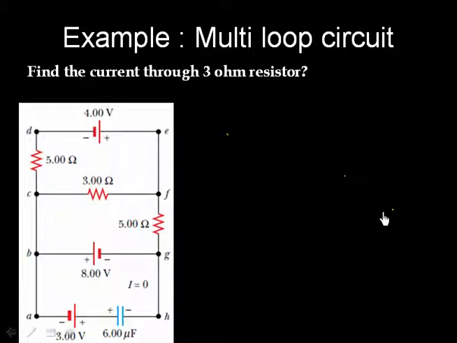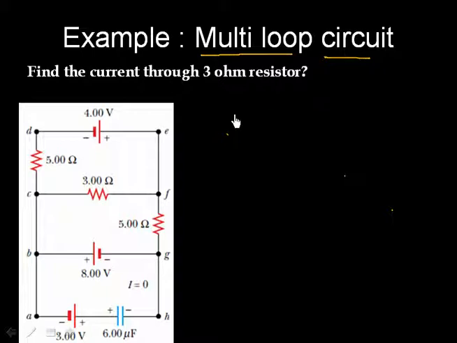Now this is another illustration for Kirchhoff's law. This time we have a multi-loop circuit. We have one loop here, another loop here, and another loop here. So this basically contains three loops.